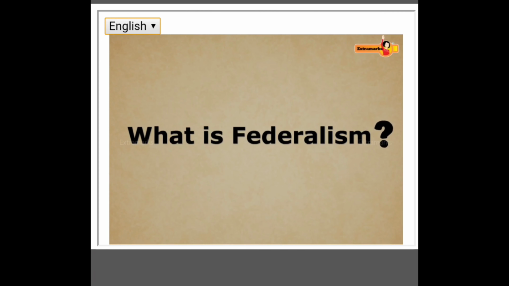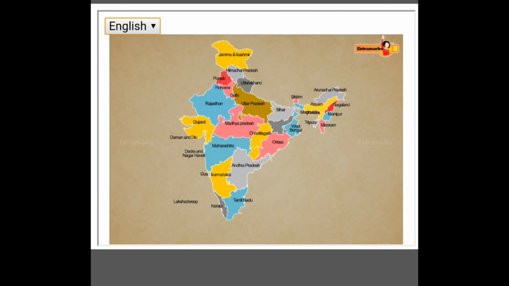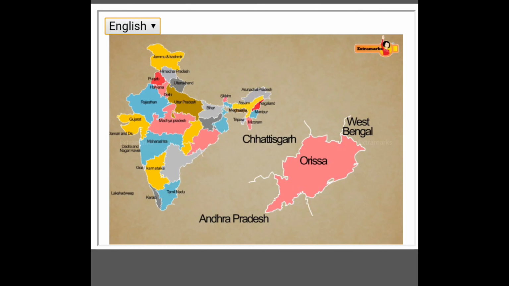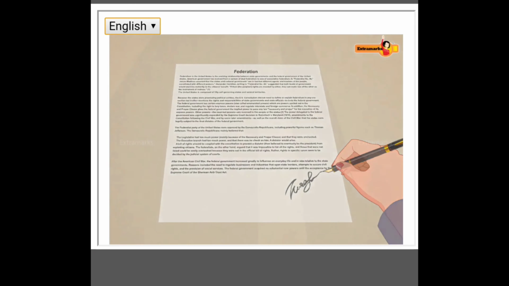What is federalism? The concept of federal state has evolved over a period of time. The political experiments have proved that there are some issues which could be handled best by the national governments, whereas other issues of local interest can be handled well by the regional governments. Derived from the Latin word fidus, the term federation means treaty or an agreement.